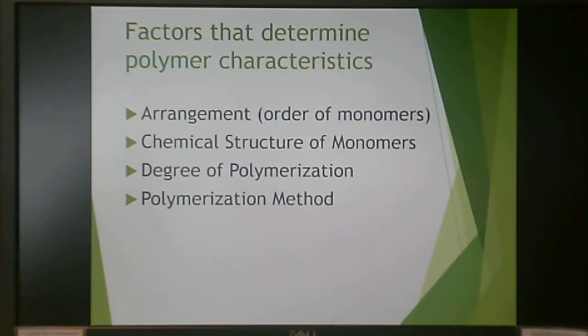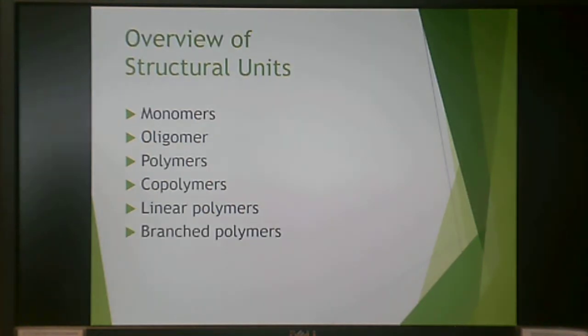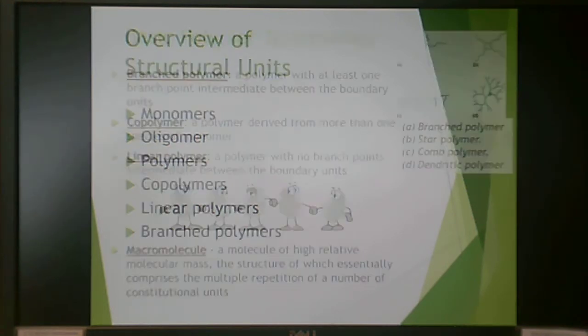There are a variety of factors that determine polymer characteristics: the arrangement, in other words, order of monomers, the chemical structure of the monomers, degree of polymerization, and then polymerization method. So we're going to talk about structural units first. First we're going to define monomers, oligomers, polymers, copolymers, linear polymers, branched polymers, so that we all have a basic understanding of what is meant when talking about monomer, oligomer, polymer.